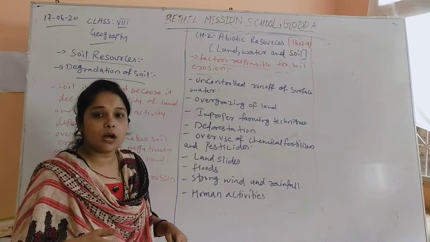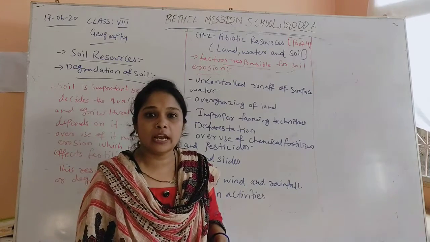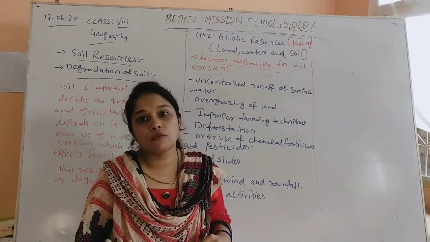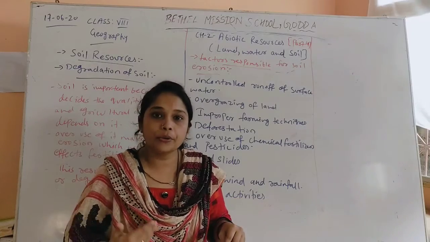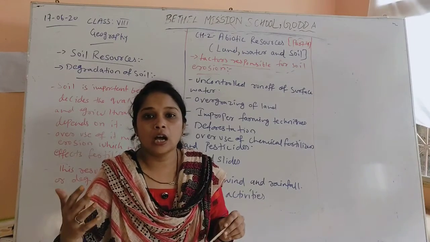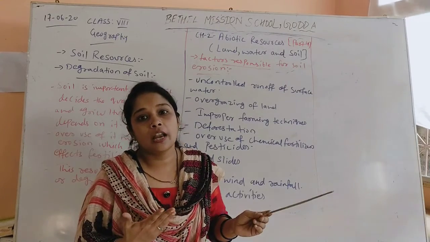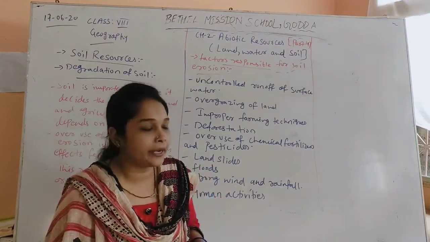Deforestation. Nowadays, for commercial purposes, we are cutting down the forest. As we have seen, when there is rainfall, forest trees are the main source through which rainwater is stopped. But due to deforestation, the rainwater is not stopped, and it washes away the layer of the soil from the surface of the earth, which creates soil degradation.